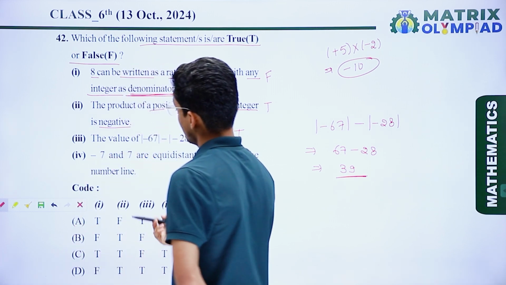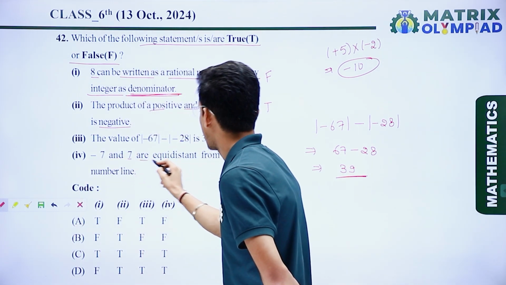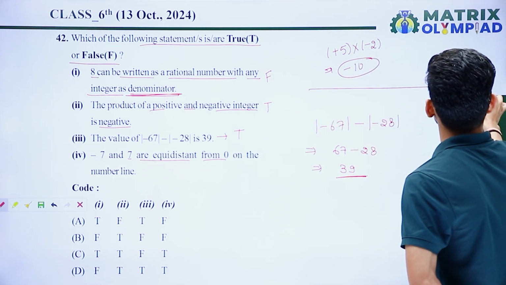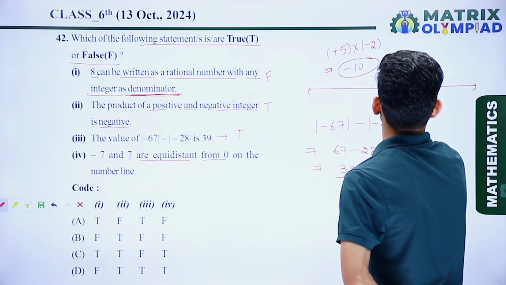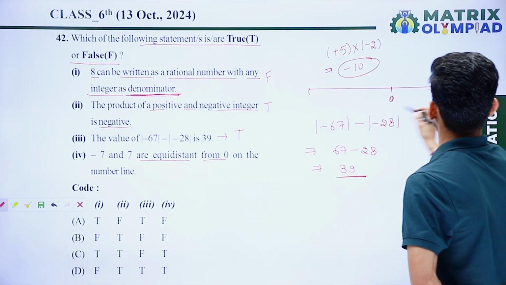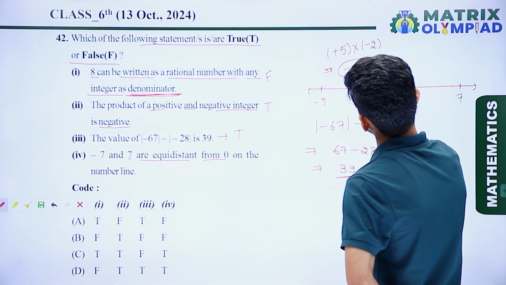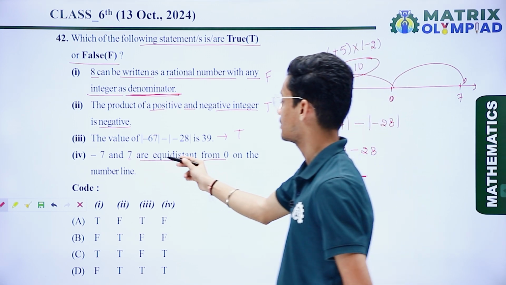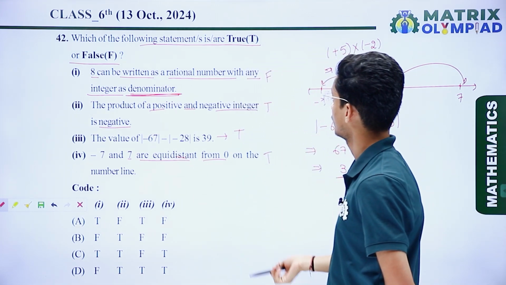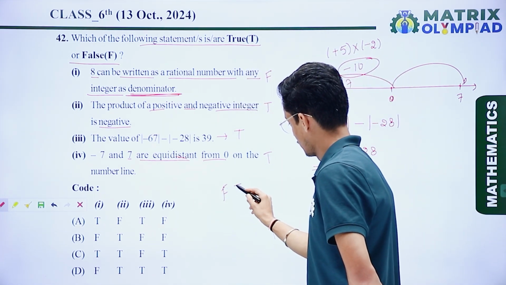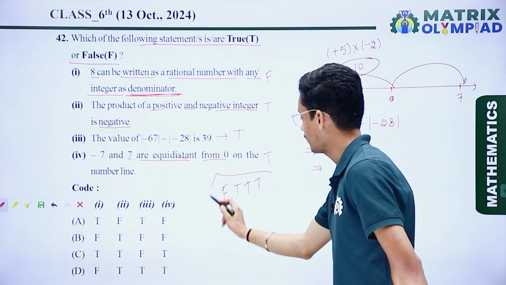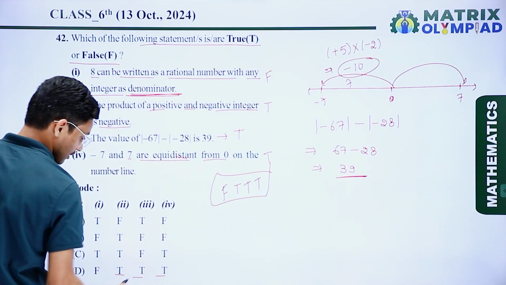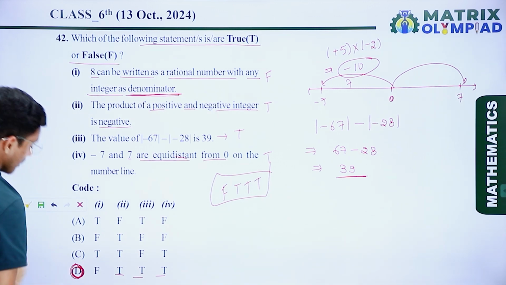If I talk about the last one, minus 7 and 7 are equidistant from 0 on the number line. First we draw a number line, and this one is 0, and here let's assume 7, and here let's assume minus 7. From 0, this one is 7 units away, and this one is also 7 units away. So I can say that this is equidistant. So this one is also true. So here false, true, true and true, that is F, T, T, T. So check F, T, T, T. So option number D is the correct answer.